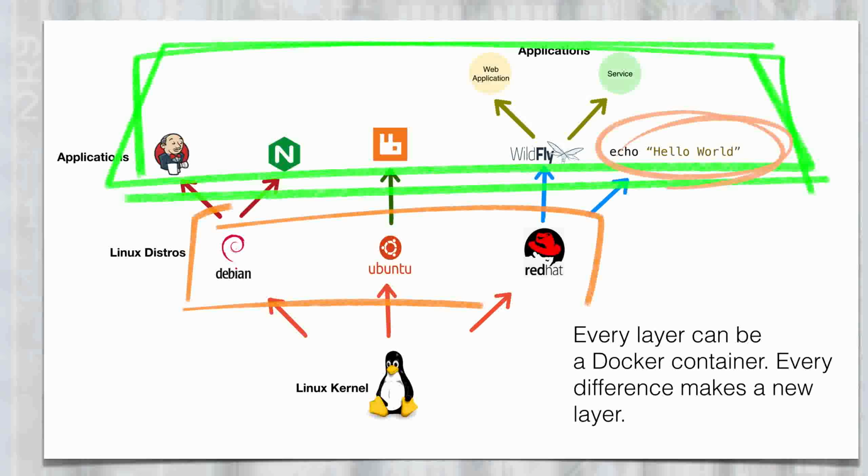Even a command like echo hello world can be made into a container. Compare that to a virtual machine that often requires hundreds of megabytes, even gigabytes. Using a Docker container means we can run many more containers than virtual machines. It also means that we can set up larger environments on a single developer machine.